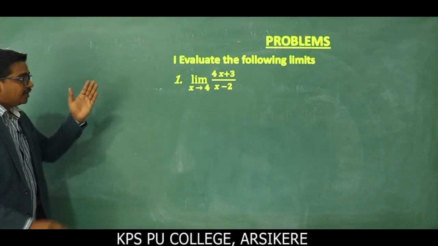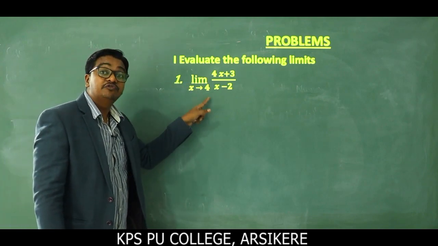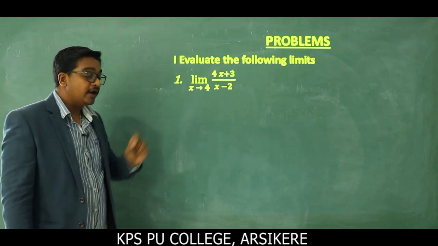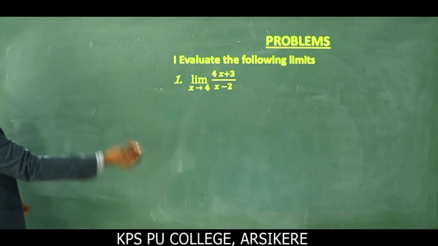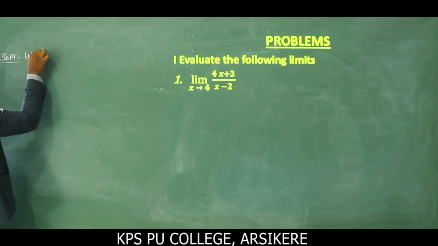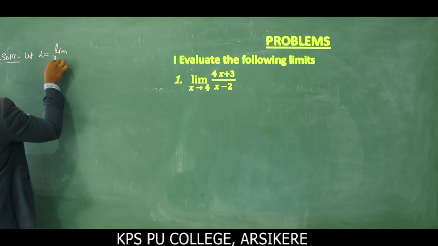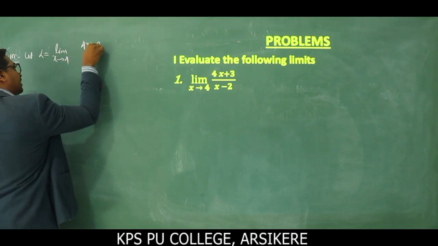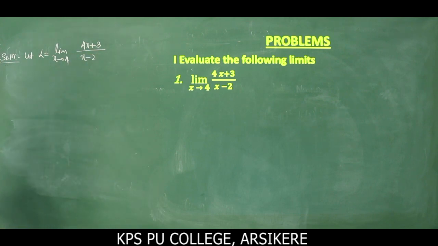First one, what is given? Evaluate the following limits. First problem, limit as x approaches 4 of (4x plus 3) divided by (x minus 2). For the first one, solution. Let us take the limit as L. L is equal to limit as x approaches to what? 4 of (4x plus 3) divided by (x minus 2).